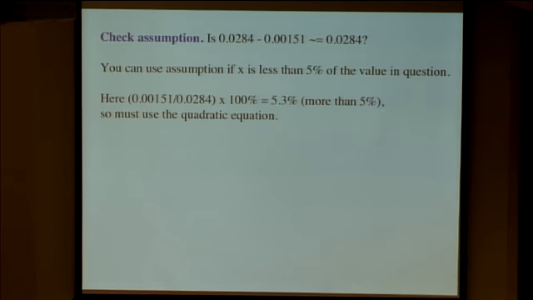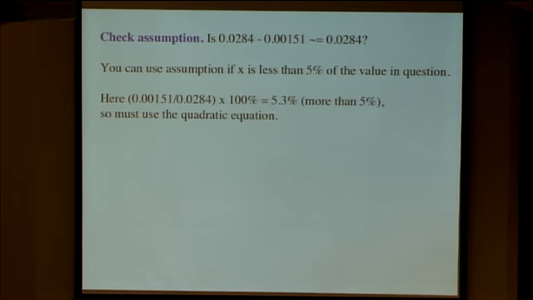Now we can check and see if x was really small, if that assumption worked. So is 0.0284 minus 0.00151 really the same as 0.0248? We let you make the assumption that it is if x is less than 5% of the value. In this case, it's actually not. It's 5.3%, so that violates our rule. It's more than 5%.